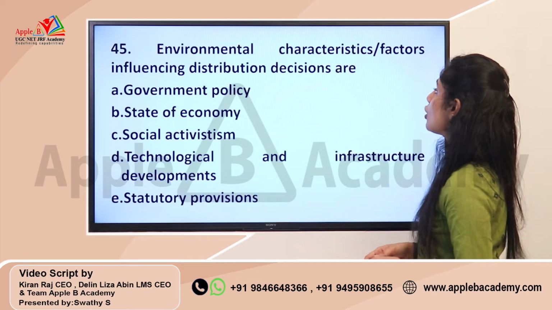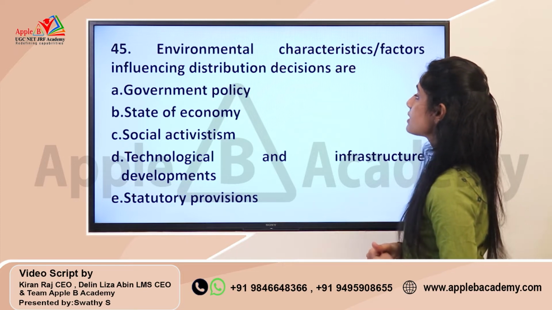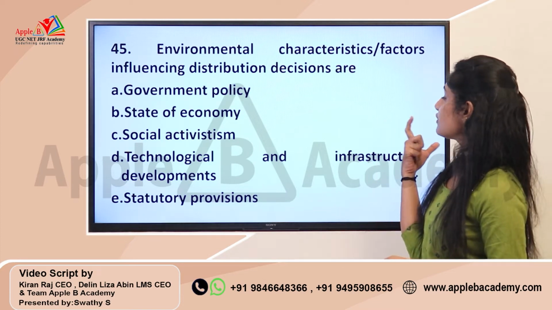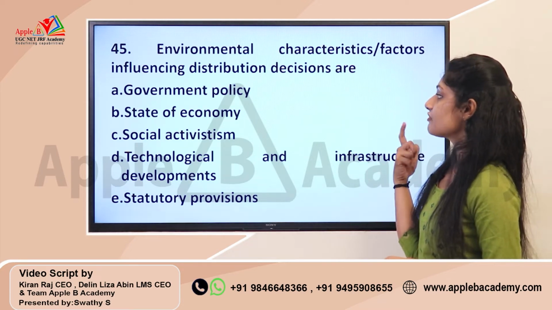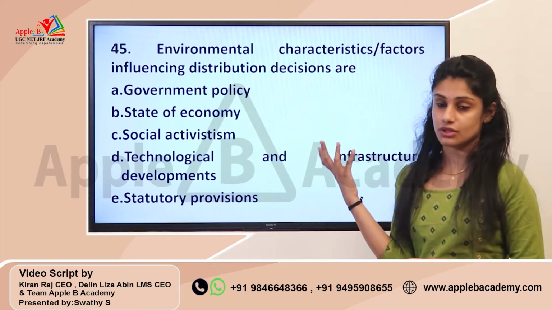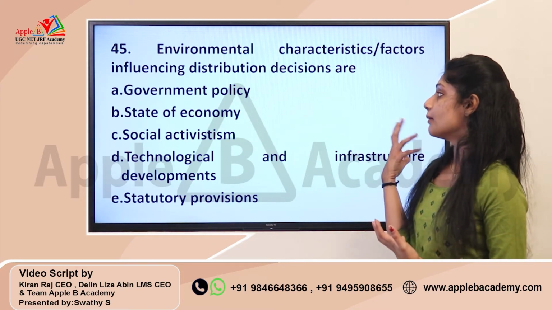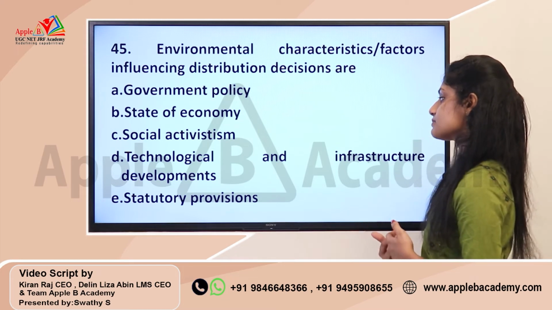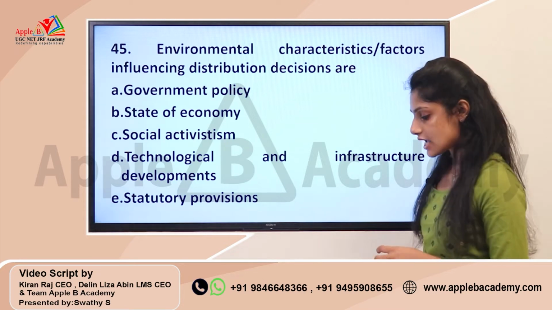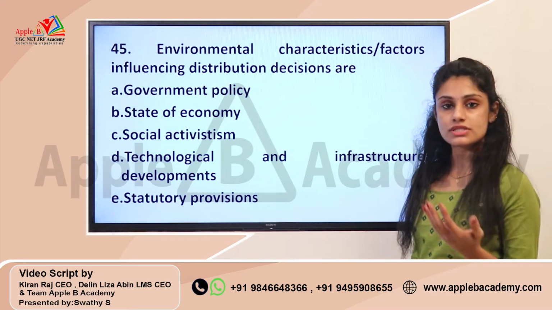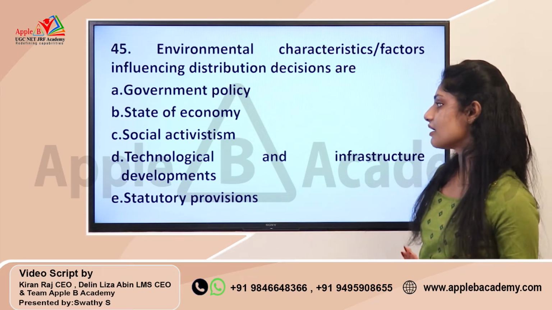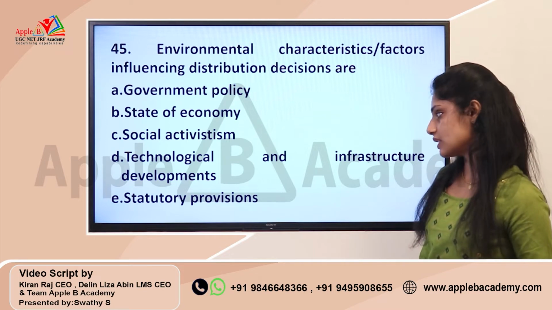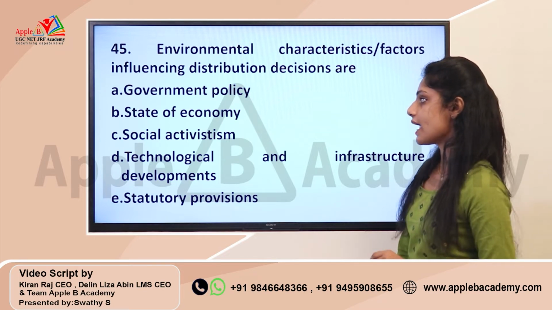Next question, environmental characteristics or factors influencing distribution decision are. Okay. So, here you need to identify the characteristics or factors which are affecting the distribution decision. Like when you're connecting it with the marketing area. So you have government policy, state of economy, social activism, technological and infrastructural development, statutory provision. So of course the policy of government will affect, the state of economy will affect. What about social activism? It is not such a part. Then technology and infrastructure development should be there. Statutory provision also should be there. So A, B, D, E.